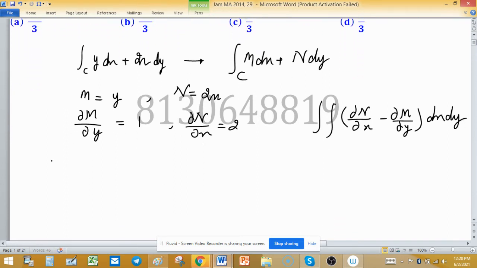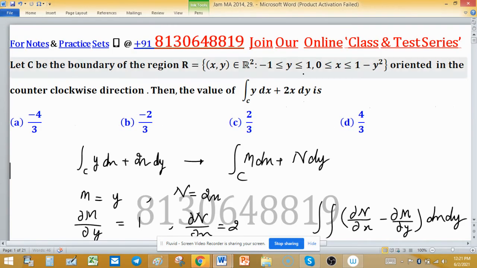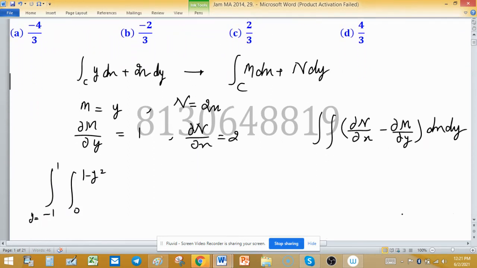So put the limits over this integral. This is equal to minus 1 to 1, this is the limit of y and this is the limit of x, 0 to 1 minus y square. What was the reason? You can see the limit of y is minus 1 to 1 and the limit of x is from 0 to 1 minus y square, as I put it. And put the value, so 2 minus 1, dx dy, this one equals the integral from minus 1 to 1, 0 to 1 minus y square, dx dy.